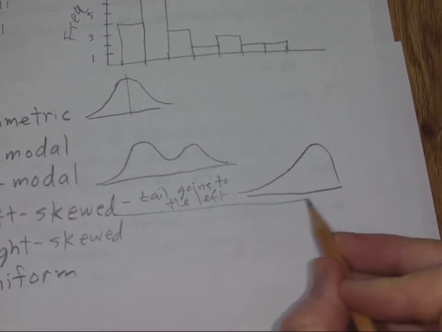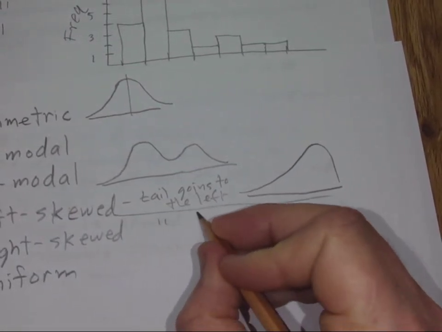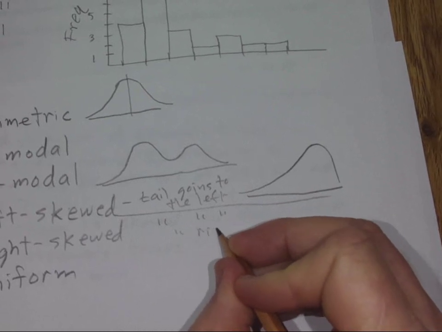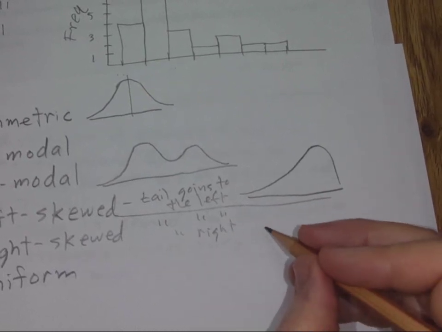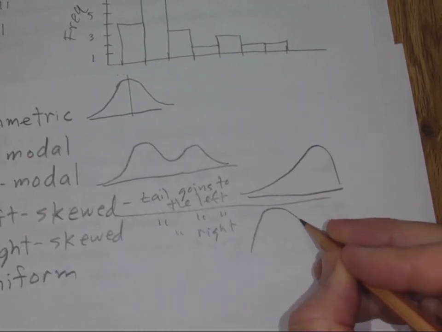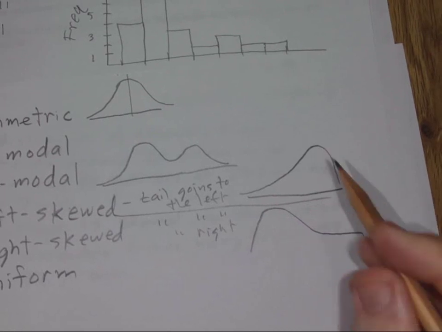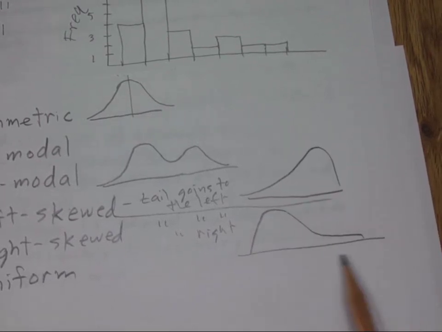Right skewed is the opposite of that. It has a tail going to the right. So it's going to look like this. It's going to have a big thing there, and it's going to tail off like that, like the distribution we just drew with that histogram. So that would be distinctly right skewed.